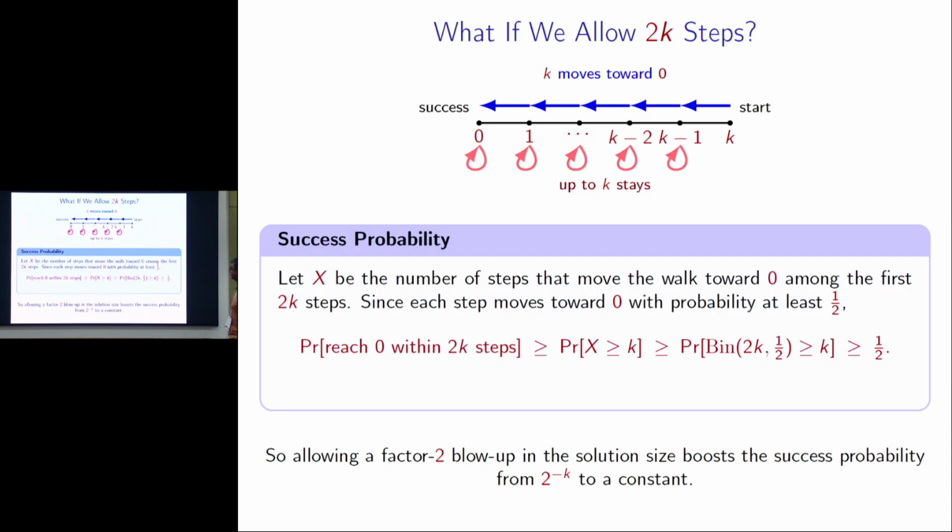So what is this? Let x be the number of steps that move the walk towards 0 among the first 2k steps. So you can think of this as you are doing 2k coin tosses. What is the probability you will get k heads among these 2k? Because every time a head happens, you go left, right? So this is nothing but binomial. This is binomial(n, p), where n is 2k, the number of coin tosses, and p is half. It just happens to be half. So that's your factor 2 approximation algorithm running in polynomial time. Okay?